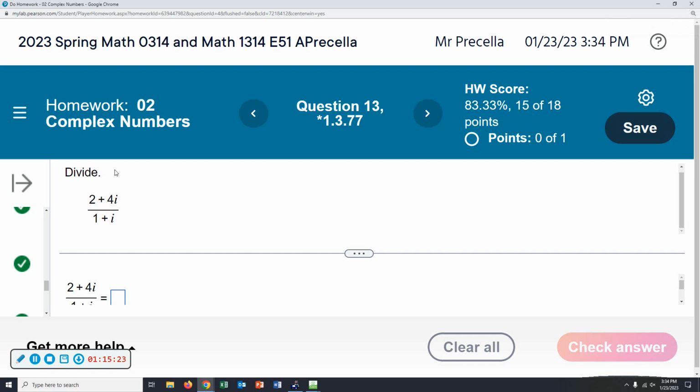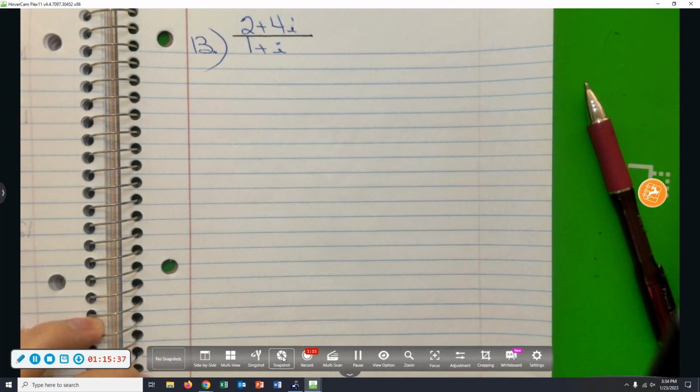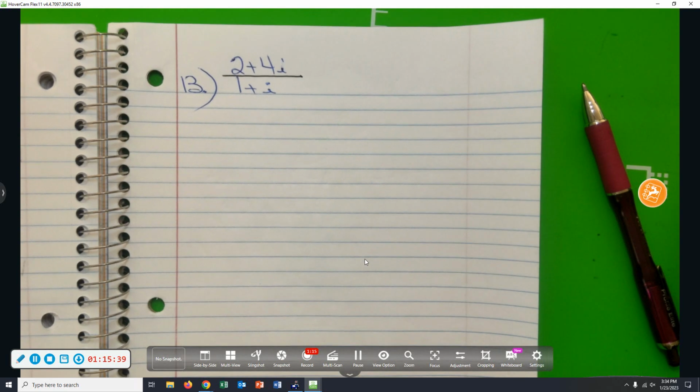Let's switch it over to my paper. I keep trying to make it bigger, but just stop. Just switch it over there. Okay. Class is getting antsy. They want to go.